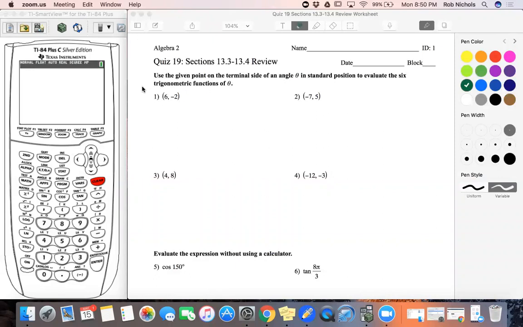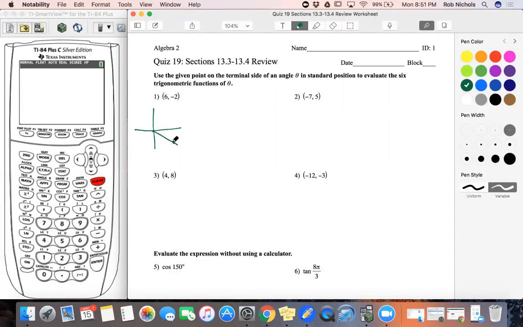So for questions numbers 1, 2, 3, and 4, the directions say to use a given point on the terminal side of the angle theta in standard position to evaluate the 6 trigonometric functions of angle theta. For these problems, step 1 is to quickly sketch a graph. The point (6, -2) is going to be in quadrant 4.